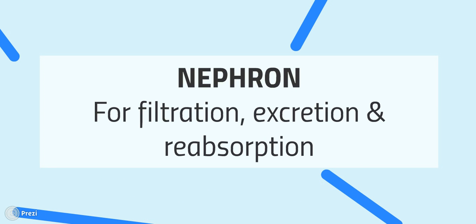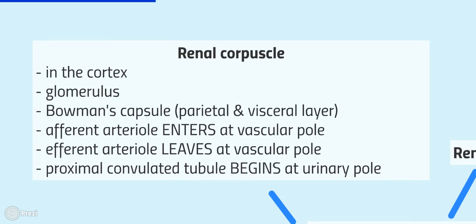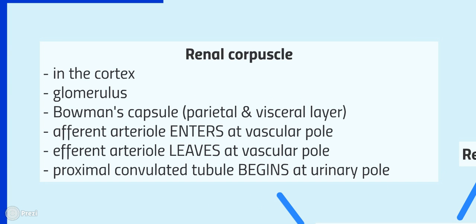The kidney consists of 1 to 4 million nephrons, each of which consists of a renal tubule and a renal corpuscle. The renal corpuscle is found in the cortex and consists of the glomerulus and Bowman's capsule. The afferent arteriole enters at the vascular pole, whereas the efferent arteriole leaves at the vascular pole. Lastly, the proximal convoluted tubule begins at the urinary pole.